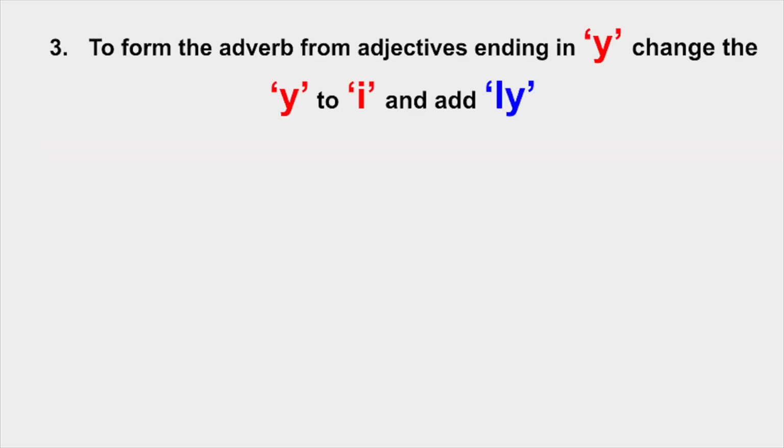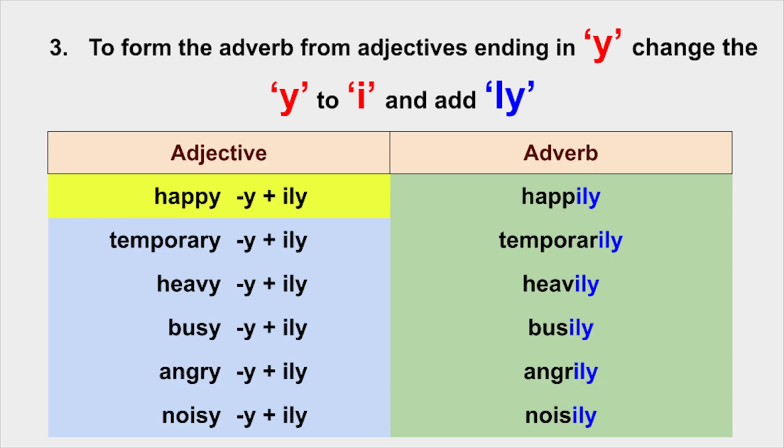Number 3. To form the adverb from adjectives ending in y, we change the y to i and add ly. Let's look at these examples. Happy, happily. Temporary, temporarily. Heavy, heavily. Busy, busily. Angry, angrily. Noisy, noisily.